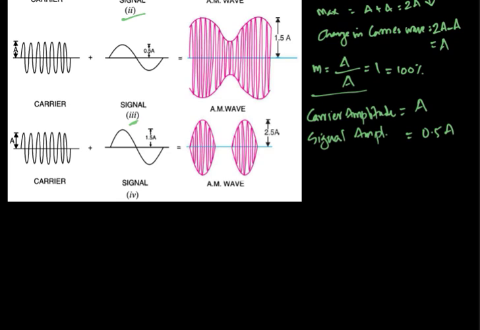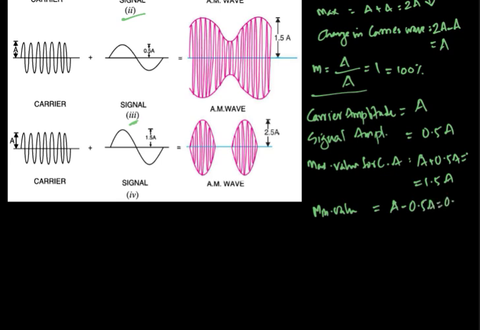So in that case, the maximum value for carrier amplitude will be equal to A plus 0.5 A, which is equal to 1.5 A. The minimum value is not important here, anyway, the minimum value for the carrier amplitude will be A minus 0.5 A, which is equal to 0.5 A. Now the maximum change in carrier amplitude will be the maximum carrier amplitude, 1.5 A, minus the carrier amplitude A itself. So 1.5 A minus A is 0.5 A.